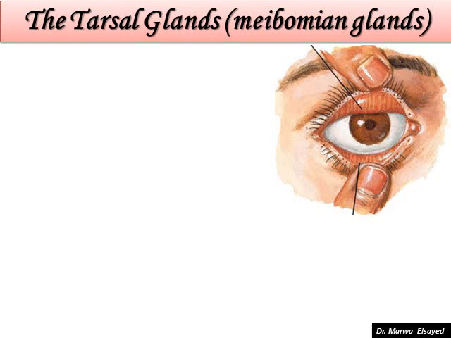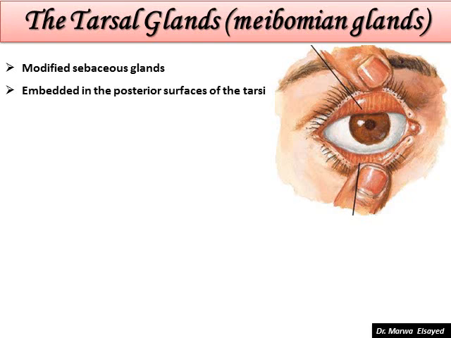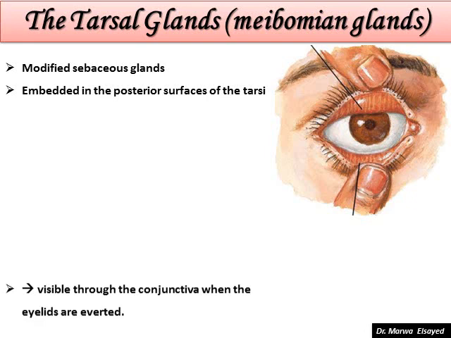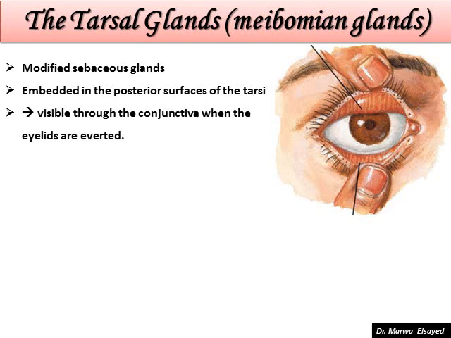The tarsal glands are also called meibomian glands. This gland is a modified sebaceous gland embedded in the posterior surface of the tarsi. It means that it can be visible if both eyelids are everted. The tarsal glands open into the free palpebral margin.